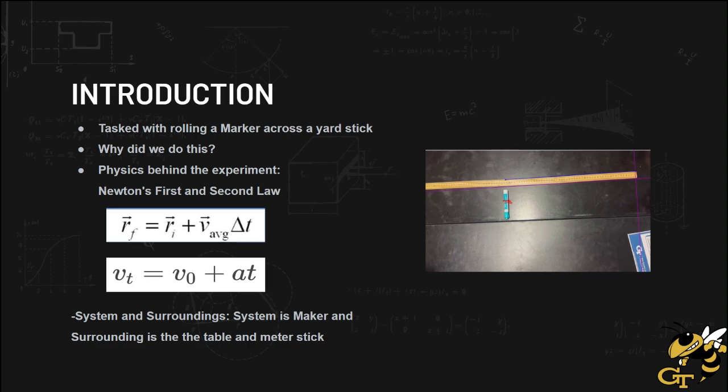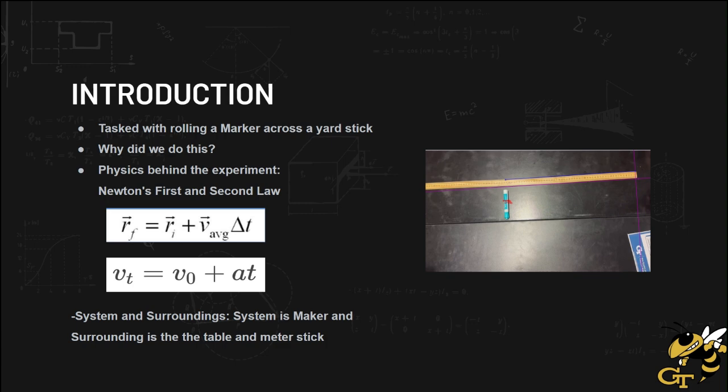Now for the physics behind the experiment, we use Newton's first law, which is an object at rest remains at rest and an object in motion remains in motion unless acted upon by an outside force. In this case, the marker will be at rest and it will be acted upon by an outside force, which will be our finger pushing the marker across the table.